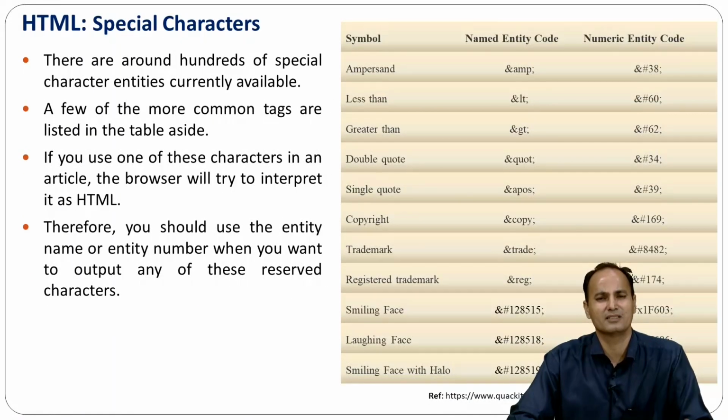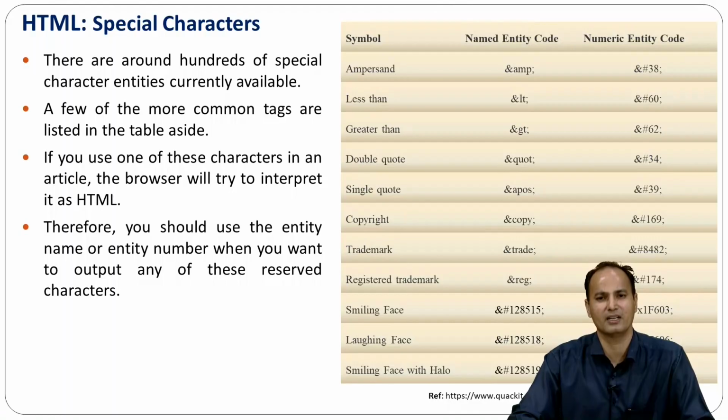There are various special characters available that you can see in this table. Use the named entity code in the second column and the numeric entity code in the third column. You can use ampersand AMP semicolon, or in numeric entity code, you can write ampersand hash 38. The same way for the less than sign, you can use ampersand LT semicolon, or in numeric entity, you can write ampersand hash 60.